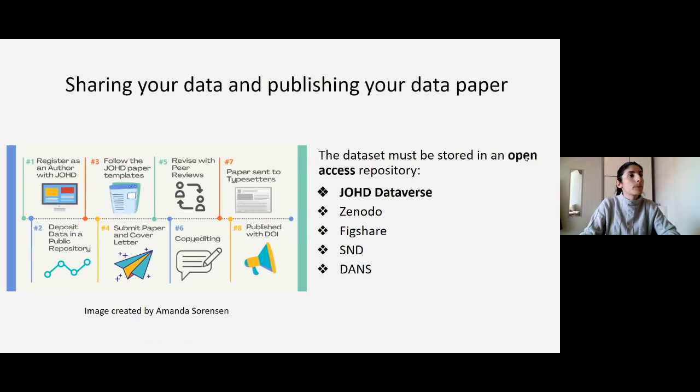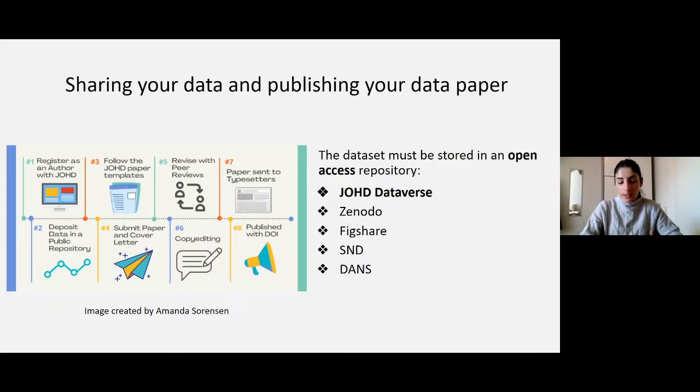So this is basically the workflow for publishing a data paper or a research paper with JOHD. The author has to register in the platform on our website, and then the first thing is to deposit the data in an open access repository. And the journal gives different options. There's JOHD Dataverse, which is a repository specifically meant for the datasets that are described in a data or research paper published by JOHD, but there are many others like Zenodo, Figshare, etc. Authors can also propose one that they like better, and then it will be evaluated by the editors.